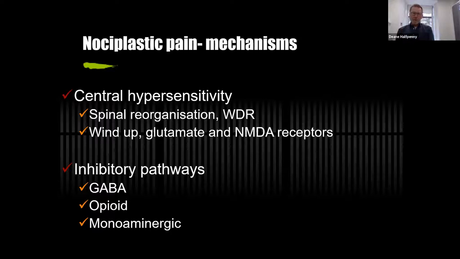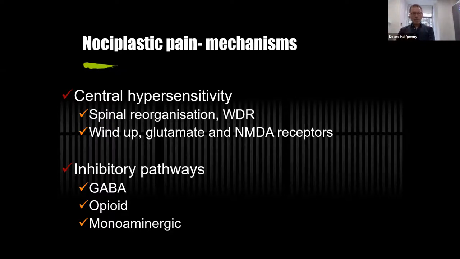So we get wide dynamic range neurons, which start looking for normal afferent pathways. We get a huge amount of wind up, glutamate gets released, and NMDA receptors also become quite important in this wound up state. The other thing that happens is that the inhibitory pathways, now we must remember that pain not only ascends from the periphery centrally up to the brain, we also have downward control or descending control of pain, which is very much dependent on noradrenergic and serotonergic pathways centrally. So we can regulate how much goes up by blocking the amount that arrives in the brain itself. So it's very complicated, but there is a descending pathway.